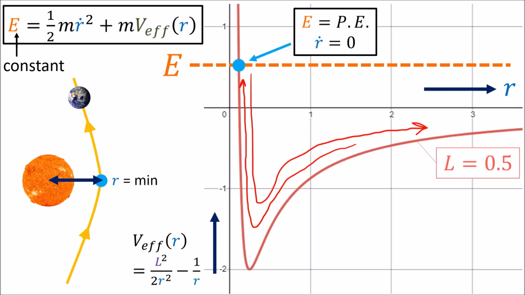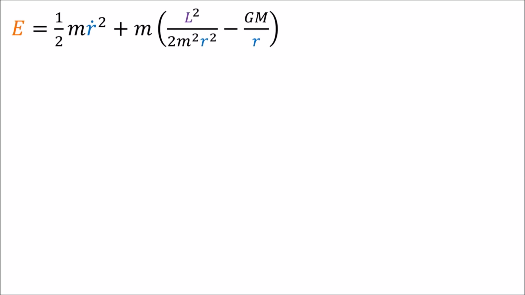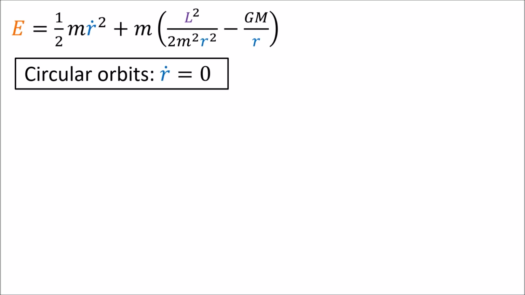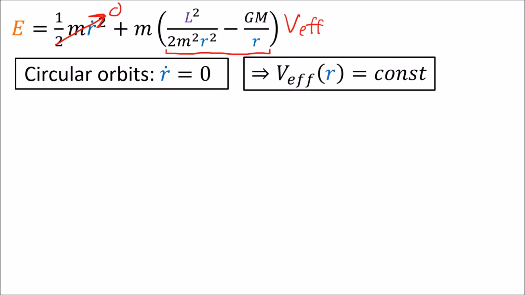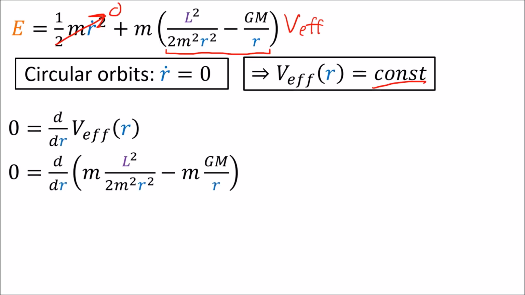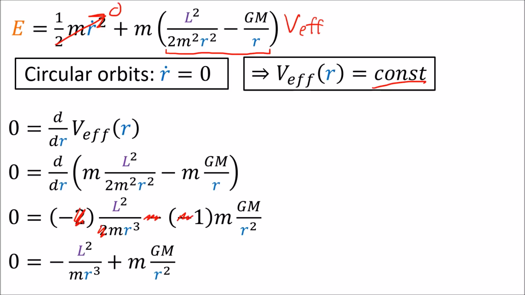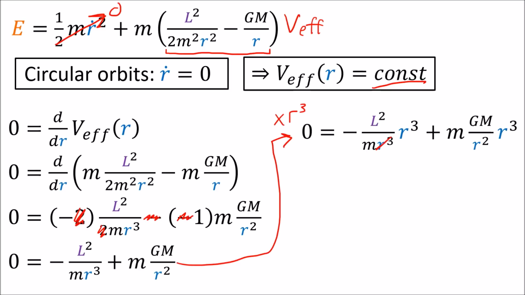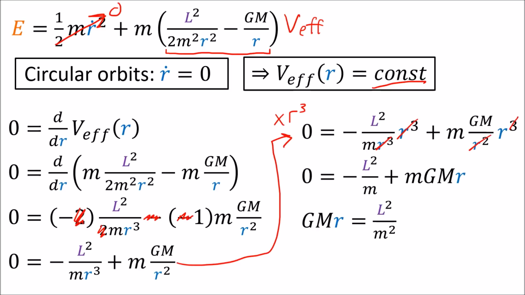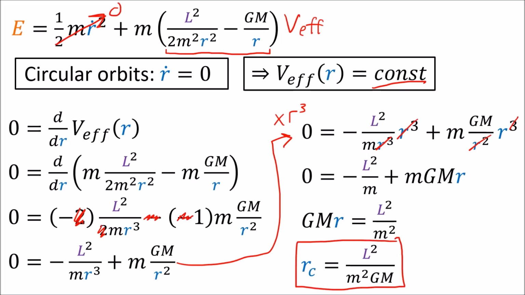We can solve for the exact radius of circular orbits by setting the radius to be constant, so that the derivative of r, or r dot, is 0. This means that the constant total energy equals the effective potential energy, so V effective is constant, meaning its derivative is 0. If we take this derivative using the power rule, cancel minus signs, multiply by r³, and cancel, we can solve for the radius of circular orbits in Newtonian gravity: L squared over m squared G big M.